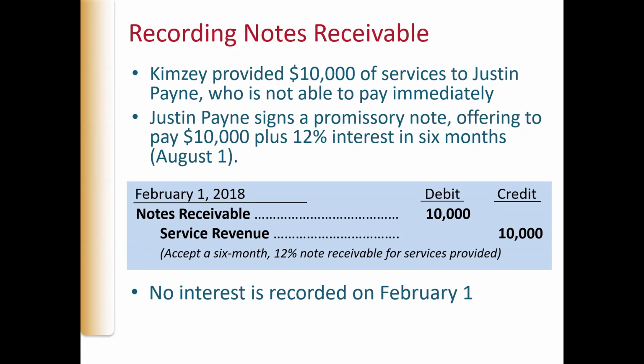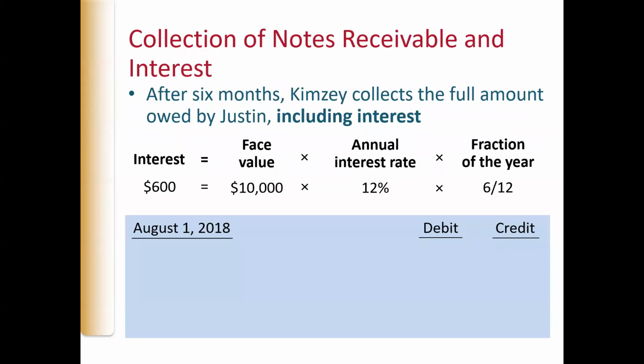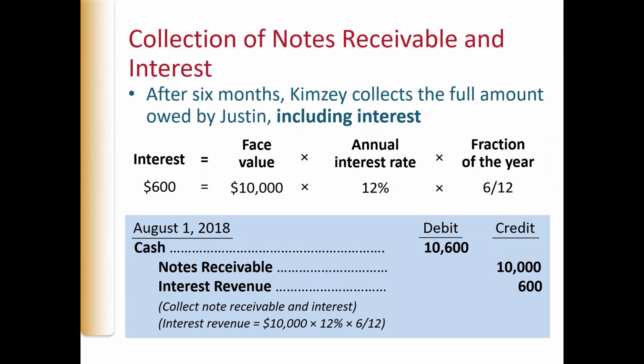So we don't record interest right away because we haven't earned any interest yet. Notes receivable are similar to accounts receivable, except it's a formal credit arrangement. Now, after 6 months, Kinsey collects the full amount owed by Justin. We determine what's collected by the note receivable of $10,000. And to determine the interest, we take the face amount times the interest rate of 12% times 6 months out of 12 months. Remember, the interest rate is always set up as an annual rate, but we pay 6 months or half of that for 6 months.